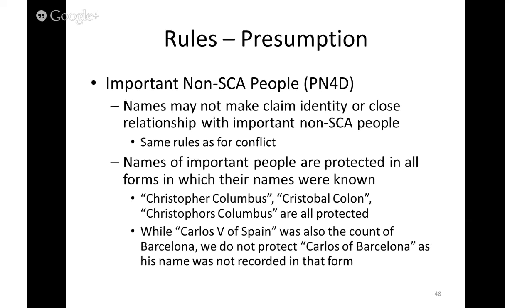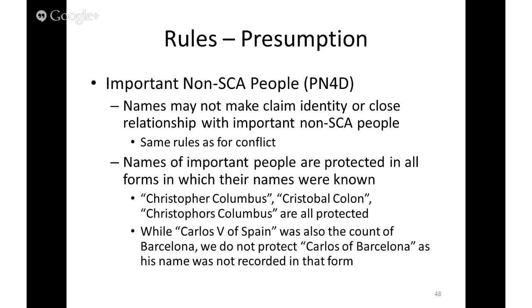Another point I would add to the part about close relationship: even if you actually claim them as your ancestor, if it's an important period person, we aren't going to let you. There are two elements to this. One, you cannot get the name. Presumption is presumption. There's no way around it.